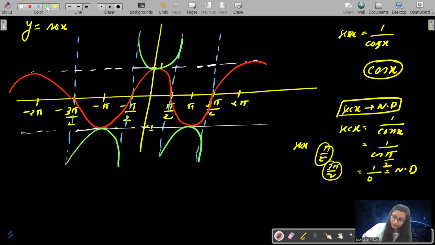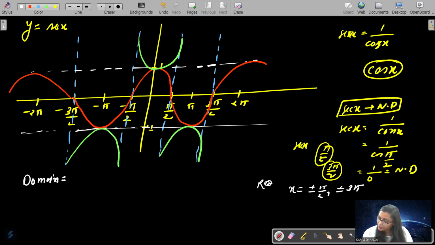according to this graph, here we see what the domain and range are. So first of all, domain. Okay, what about the domain? First of all, we mention the points where sec x is not defined. The points are x equal to plus minus pi by 2 and plus minus 3 pi by 2. Okay, so our domain here is R minus (2n plus 1) into pi by 2, where n belongs to the set of natural numbers.